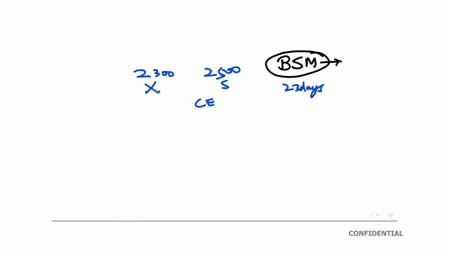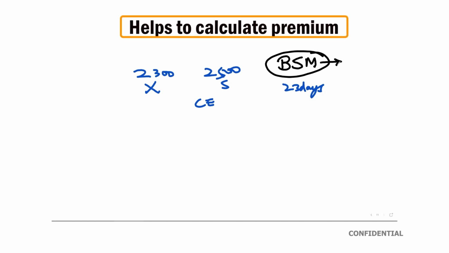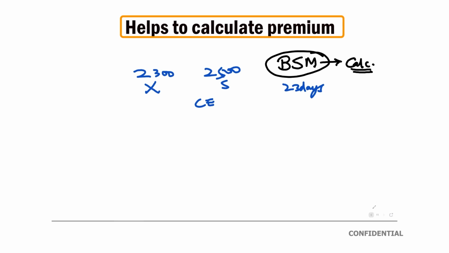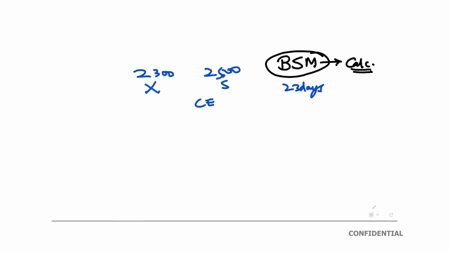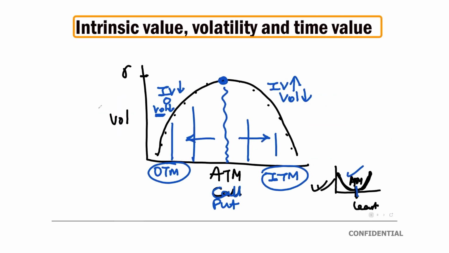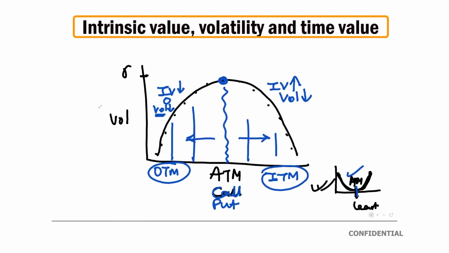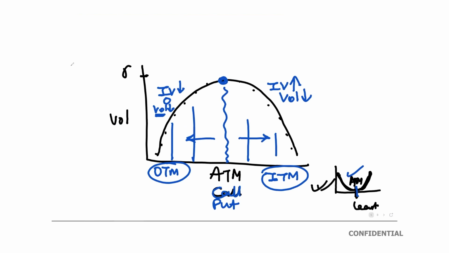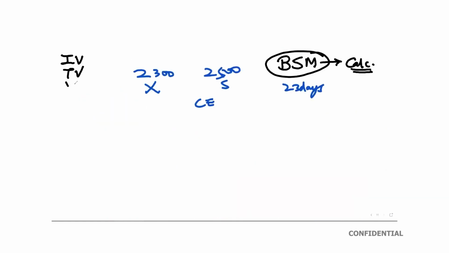You don't need to do all of this by hand these days. The Black-Scholes model helps you calculate the premium. You already know from my previous discussion that premium can be calculated as a mix of three things: intrinsic value, volatility, and time value. Correct? Time value plus volatility is equal to extrinsic value, and this is intrinsic value.